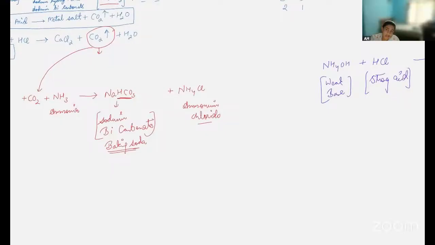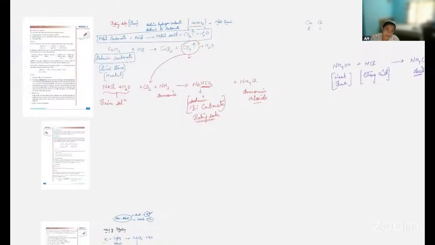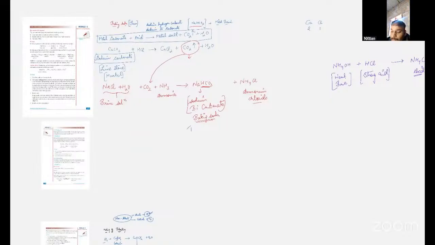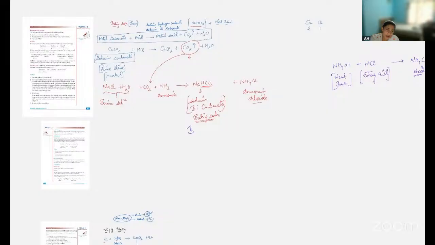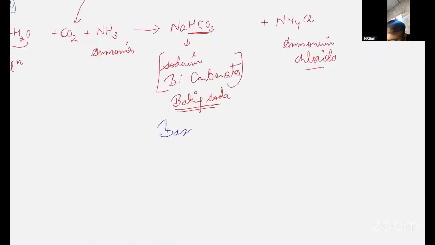Got it? Can you give some time for us to write? Can you give some time for us to write? I need to start from metal carbonate plus acid. Yeah, you have to write all these things. The purple one, it's your choice if you want to write.